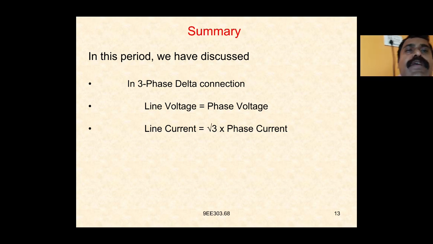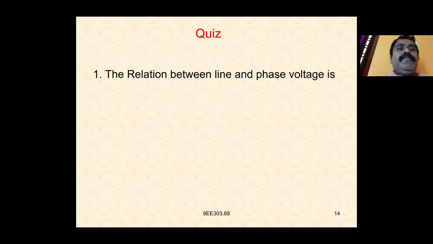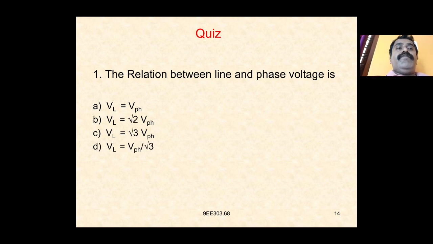So we have expressed the relation between the line voltages, currents and the power. The line voltage is equal to phase voltage, line current is equal to root 3 of phase current, power is equal to root 3 VL IL cos phi. Power factor cos phi is equal to R by Z, that is the resistance and impedance. We can express the impedance Z as the vector sum of the resistance and the inductance. The relation between the line and the phase voltage is VL is equal to V phase, and for the current, line current is equal to root 3 of phase current.